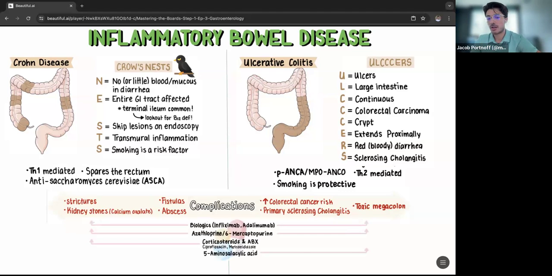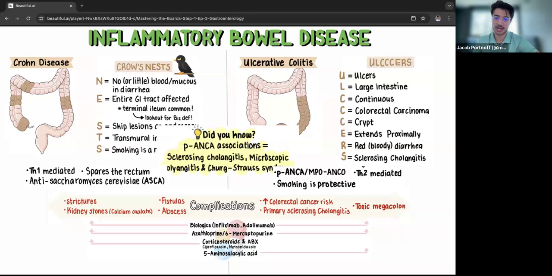Now, briefly for the pharmacology, I talked about why you'd give biologics due to this Th1 mediated mechanism. You see as a Th2 mediated mechanism. And then you can give other things like azithromycin, corticosteroids on the Crohn's disease side, and then 5-aminosalicylic acid on the ulcerative colitis side, okay?